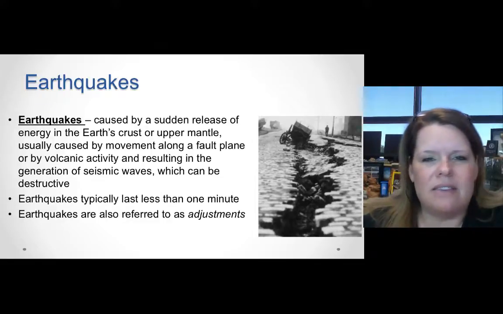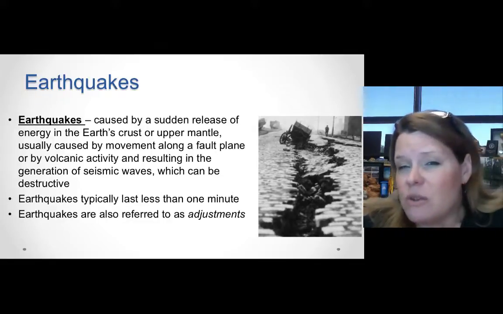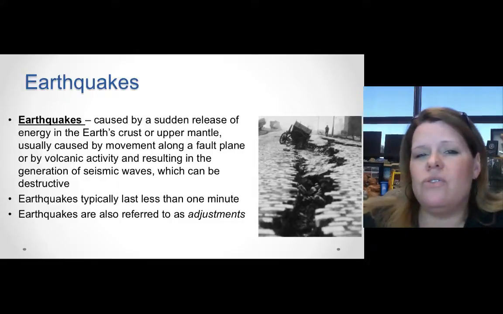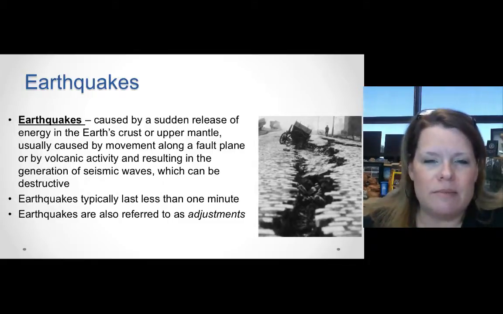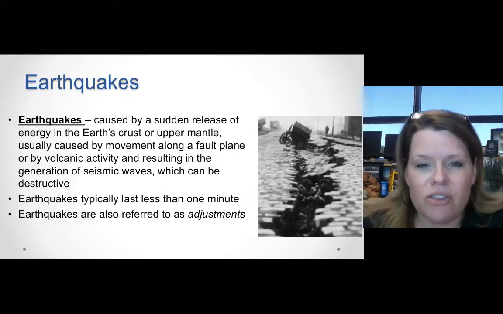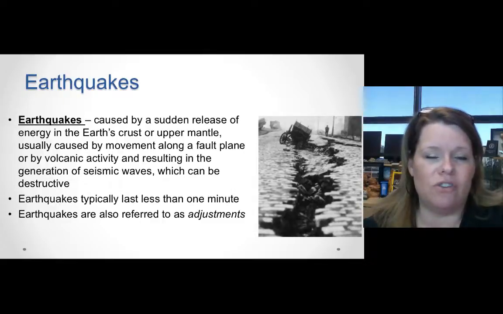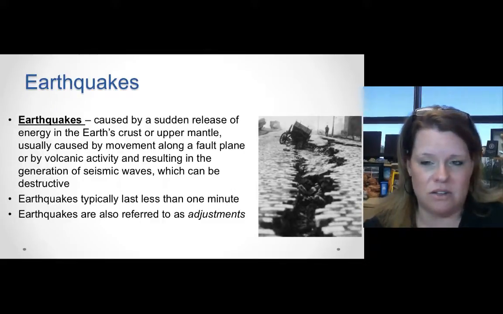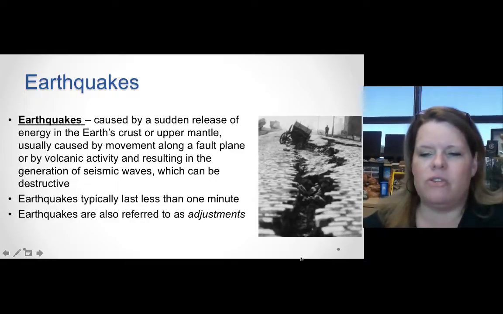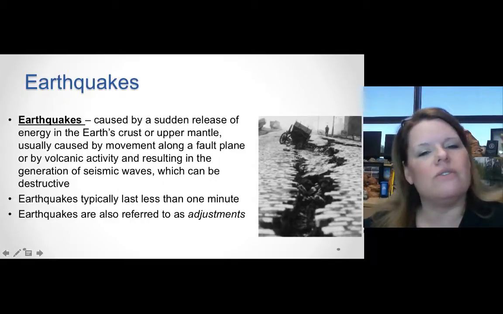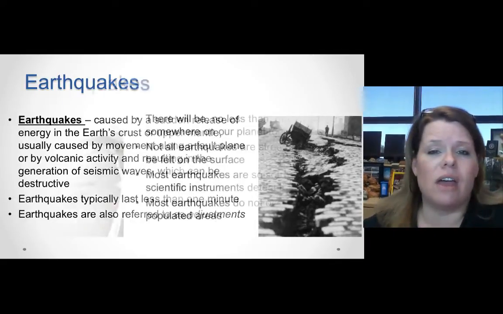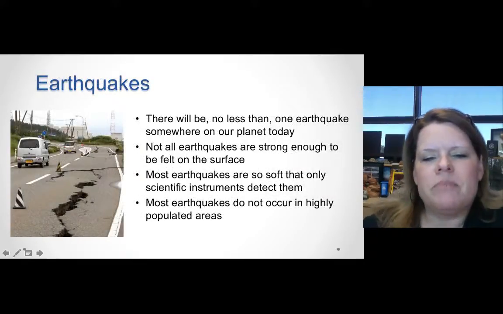Earthquakes typically last less than a minute. However, some of our really large ones on the Richter scale have measured up to 10 minutes in length, and it's usually because of the size and length of the fault that they travel along. Earthquakes are also referred to as the Earth's adjustments, kind of like an attitude adjustment. This picture actually came from the San Francisco 1906 quake and fire, which is an important element.